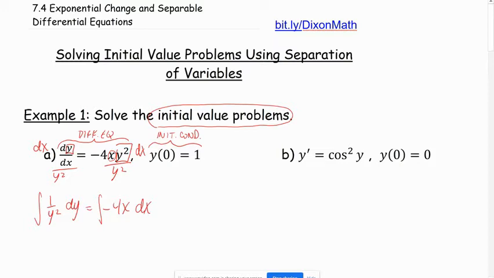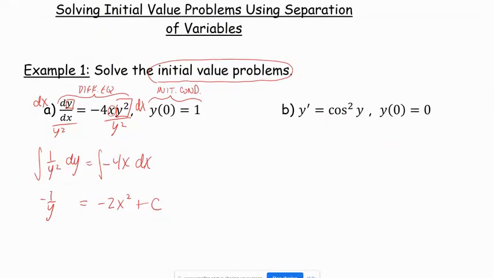The antiderivative of the left side with respect to y would be negative 1 over y. And the antiderivative of the right side is, let's see, that's going to be negative 2x squared. And we need a constant of integration. We don't have to put one on both sides. You could if you wanted. If you imagine you put constant 1 and constant 2, and then move this constant over to here, then we would just have one constant at the end. So it's sufficient to just put the plus c on one side, not both sides.